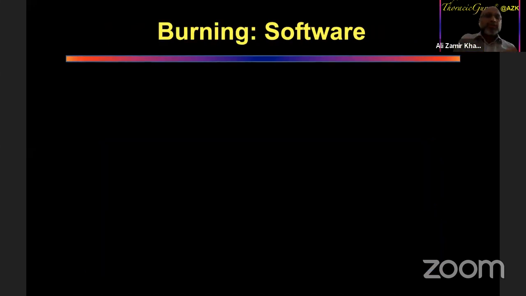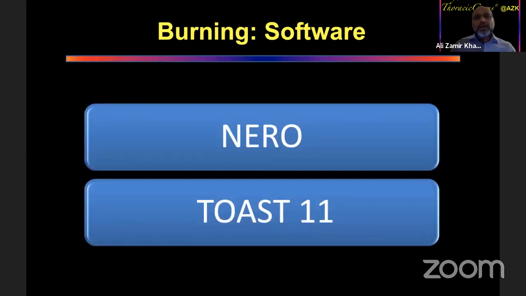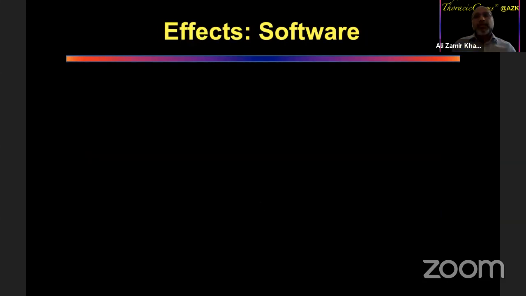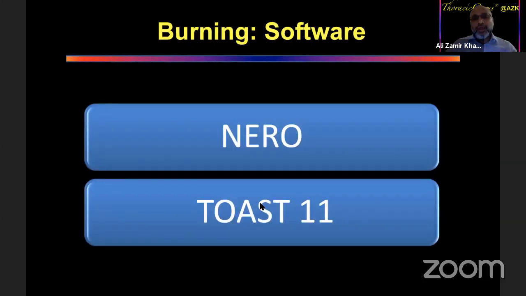Now, whenever you do this, you also need a burning software. Okay, and a burning software is Nero and Toast. These help you to fine tune your video so that you can get a good end result. And if you want to send it as a DVD to somebody, you do need a good burning software to be able to send it to a DVD.